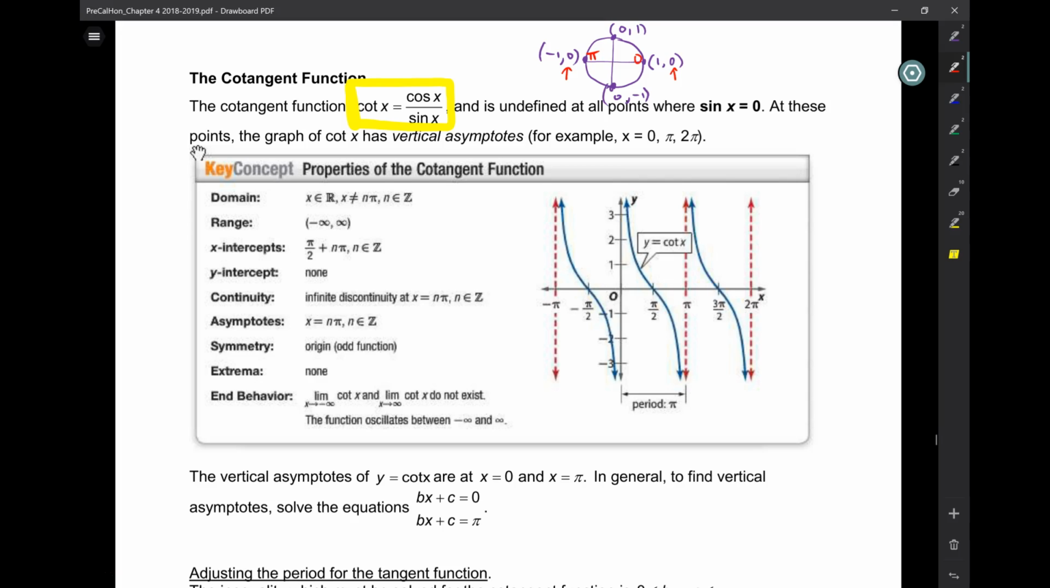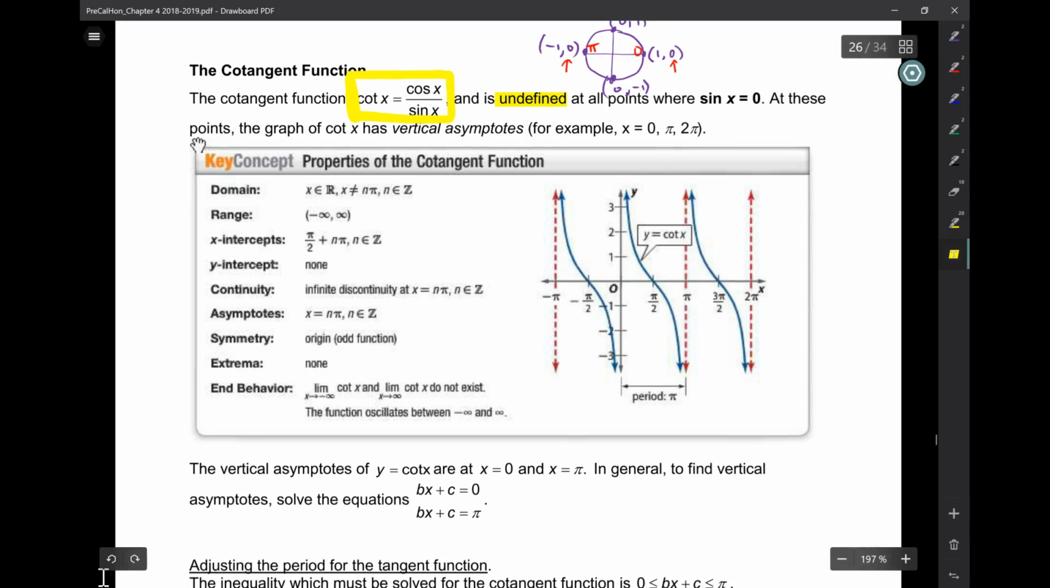undefined. So when the angle is 0, cotangent of 0 will be undefined. Cotangent of pi will be undefined. Are we okay with this? So cotangent is undefined wherever sine of x is 0. At these points, it has a vertical asymptote. So for example, for the cotangent, the vertical asymptotes are at x equals 0, pi, and 2 pi.